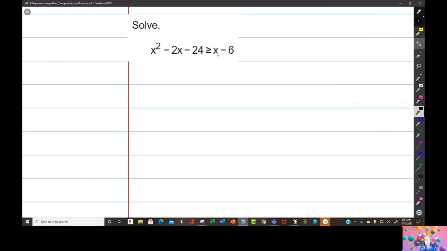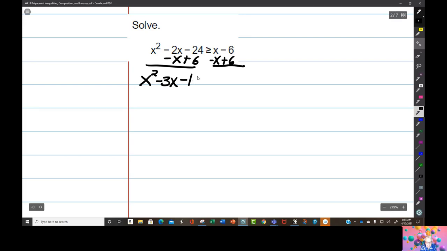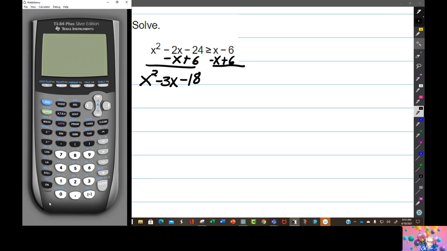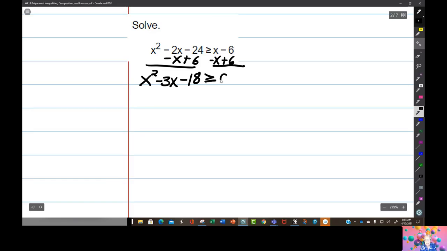So what I'm going to do is subtract x from both sides and add 6 to both sides, so that I can get this: x squared minus 3x minus 24 plus 6, which is minus 18, right? Let's check. Negative 24 plus 6. Yeah, okay. Now we're going to have greater than or equal to 0.